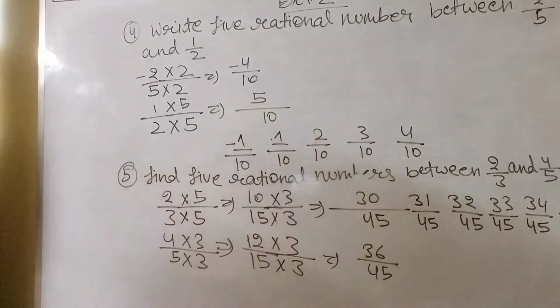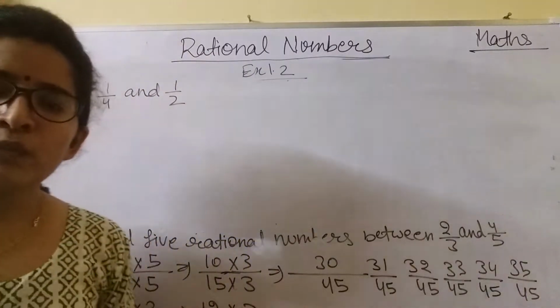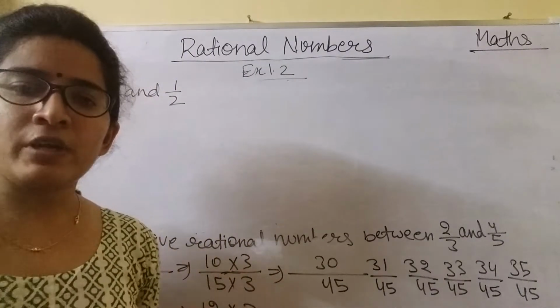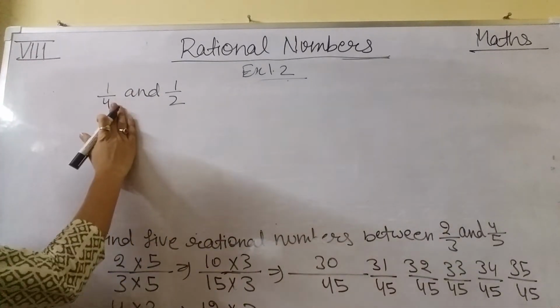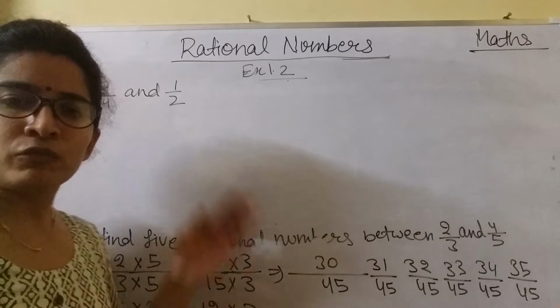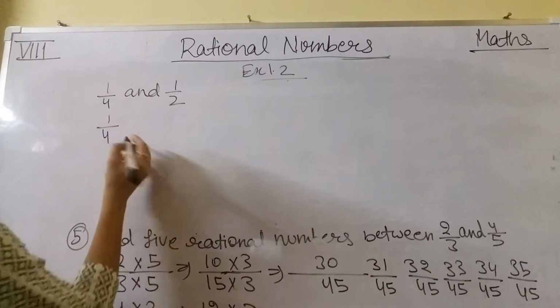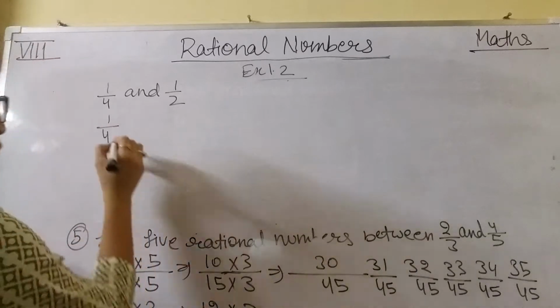So again, now we have to find 5 rational numbers between 1 upon 4 and 1 upon 2. So we'll make the denominators of these two numbers the same. Like for 1 upon 4, we will multiply it by 2.